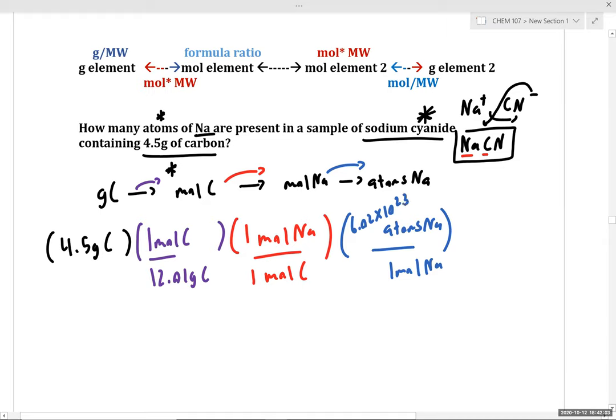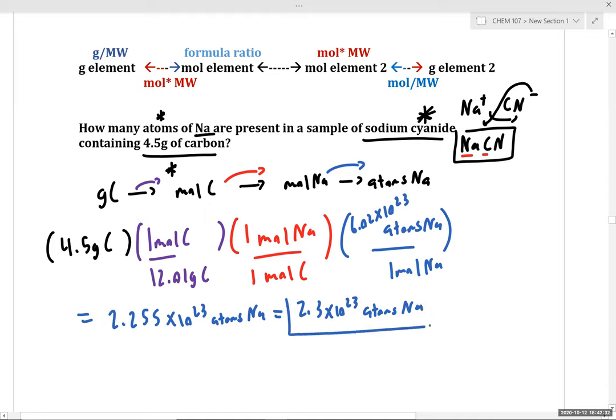6.02 times 10... Yep, Avogadro's number, 6.02 times 10 to the 23rd. So to punch this into our calculator, we get 4.5 over 12.01 times 6.02 EE23, and that gives us 2.255 times 10 to the 23rd atoms of sodium, that we round to 2.3 times 10 to the 23rd atoms of sodium.